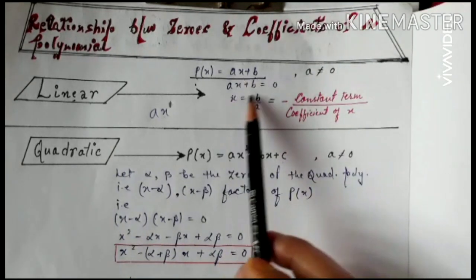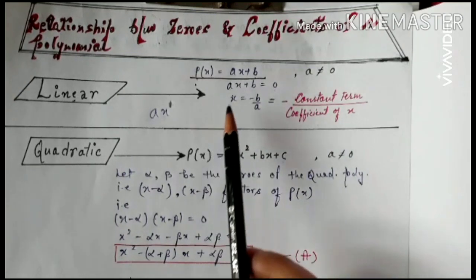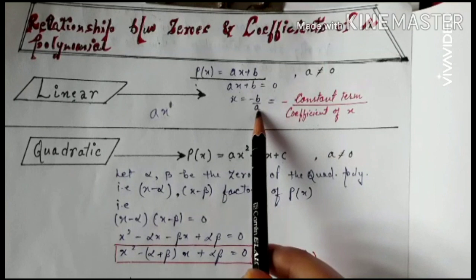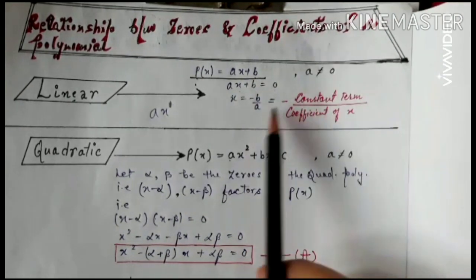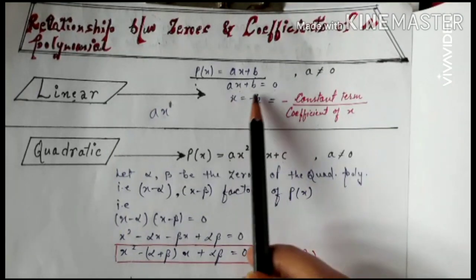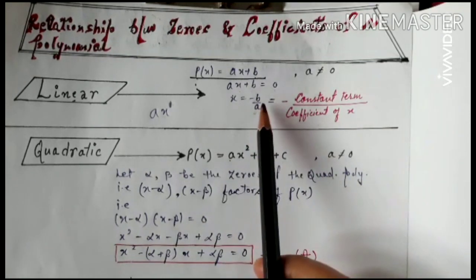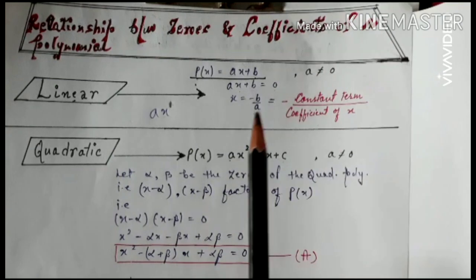Now for ax plus b equal to 0, the value of x will be minus b upon a. So minus b upon a, where b is the constant term and a is the coefficient of x. That means the zero is minus the constant term upon the coefficient of x.